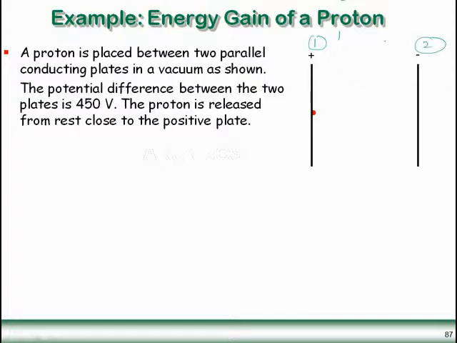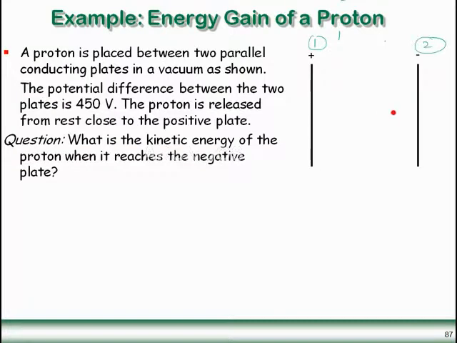The proton is released from rest and the initial kinetic energy is 0, moving to the negative plate. The question is: what is the kinetic energy of the proton when it reaches the negative plate? All of you know delta K plus delta U should be 0. That you people know very well. Let me explain.